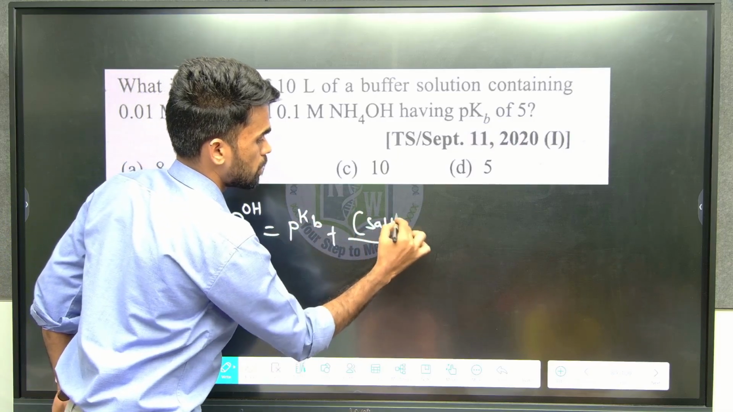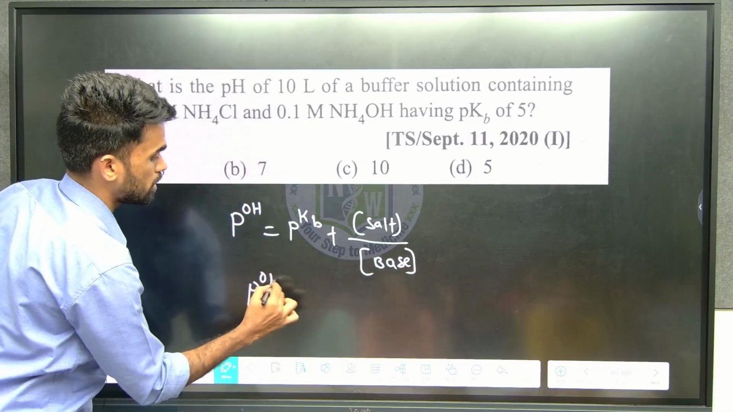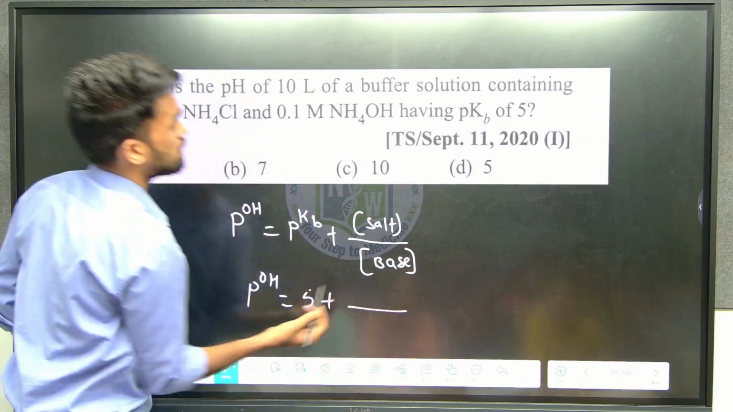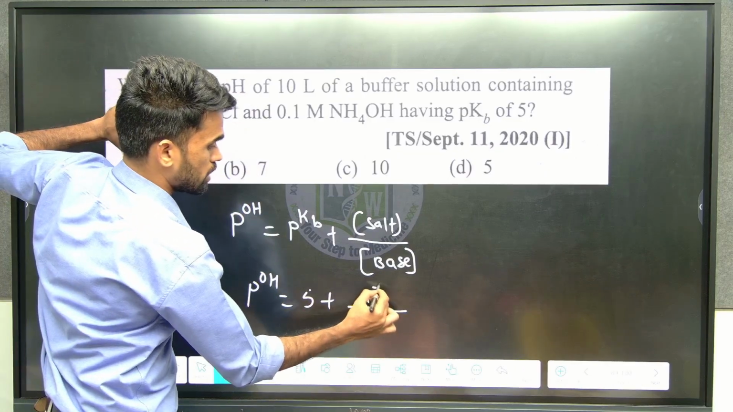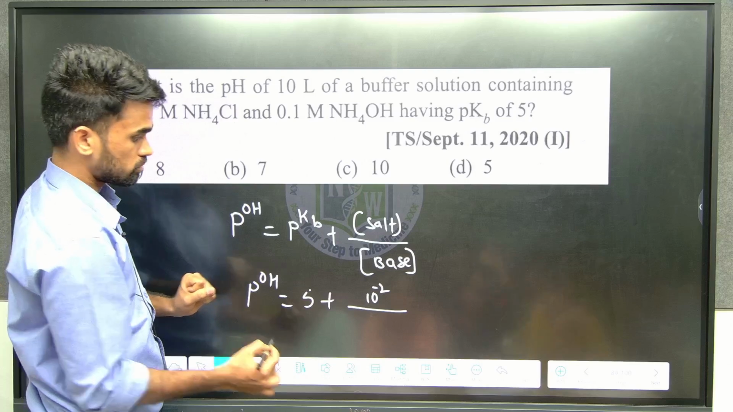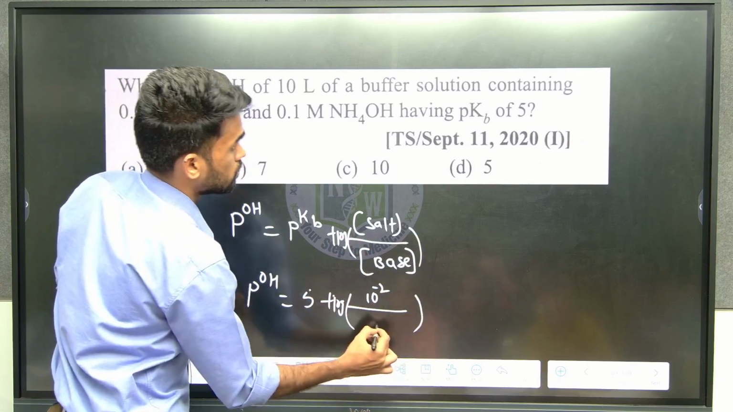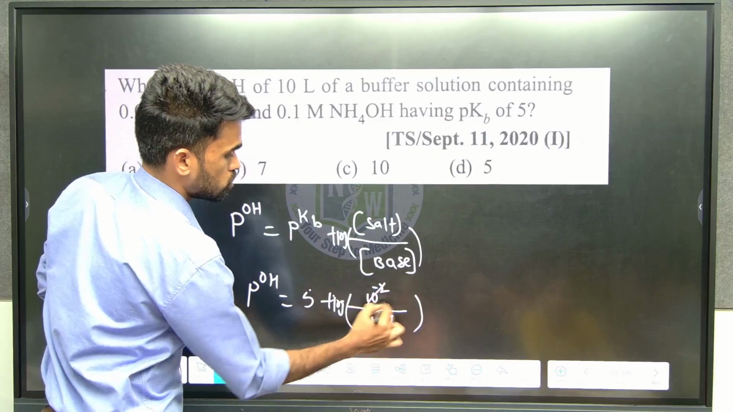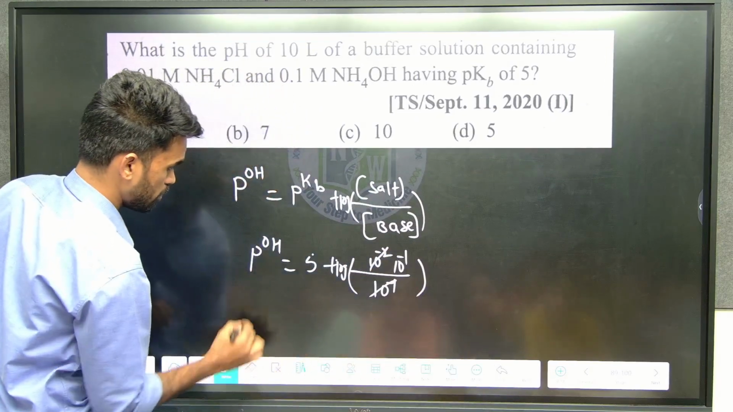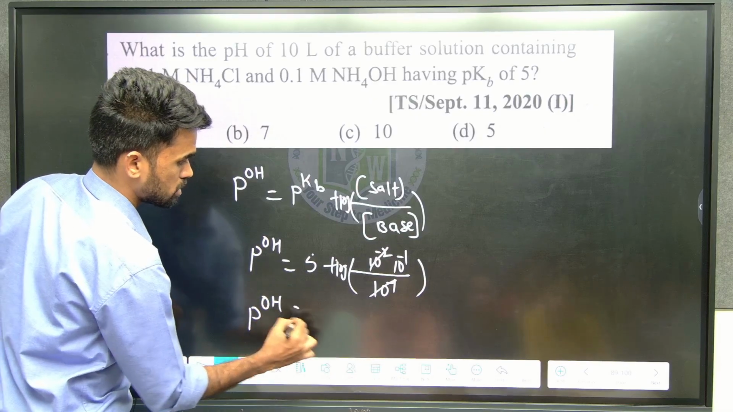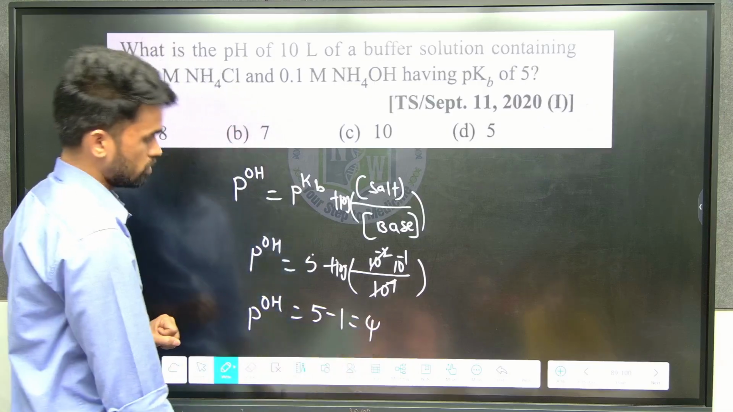pOH equals pKb plus log salt by base concentration. Perfect. So pOH will be now 5 plus, what is the salt concentration? 10 power minus 2, this one, log, this one 10 power minus 1. So how much it will be? pOH equals 5 minus 1, so it will be 4.